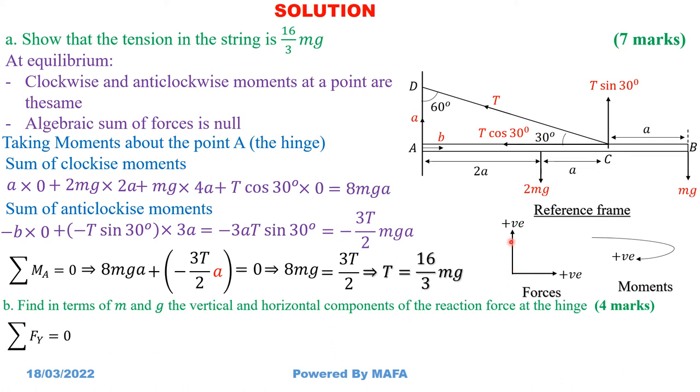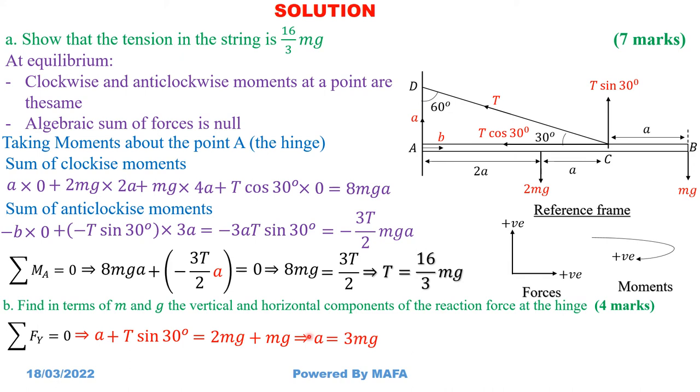All the forces going up are positive, therefore going down will be negative. Going to the left, that's the x direction, we are going to come to that. Alright, so going up we have A, and next, going up, T sine 30. That's all. Now going down we have 2mg and mg.